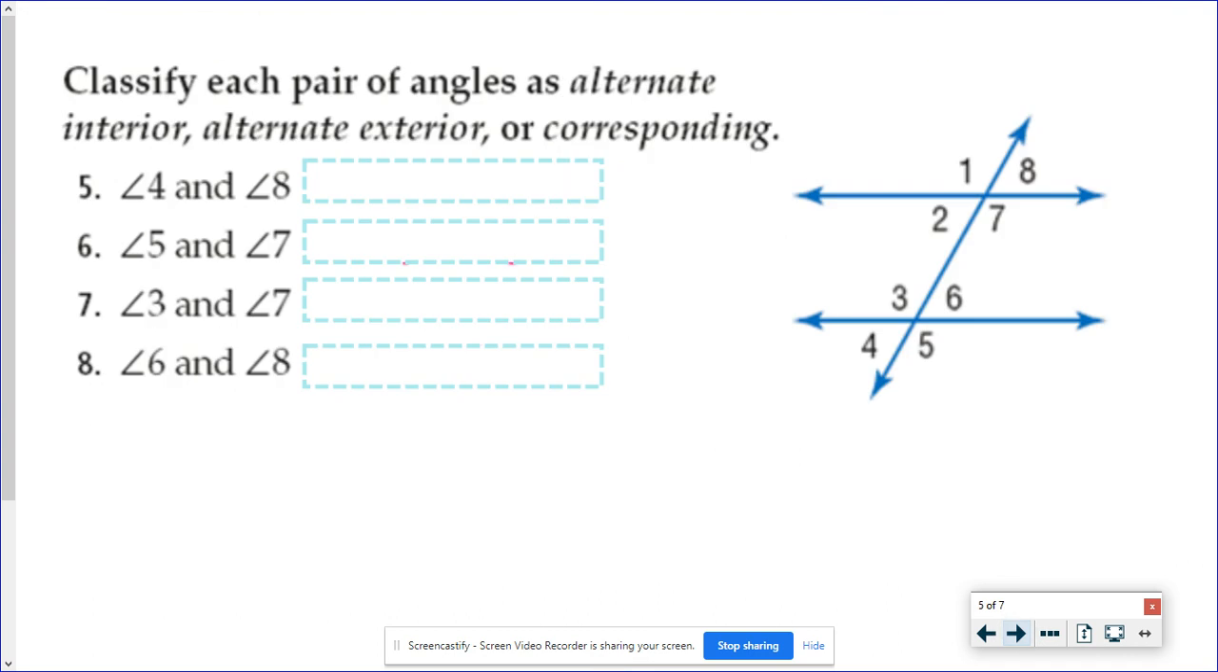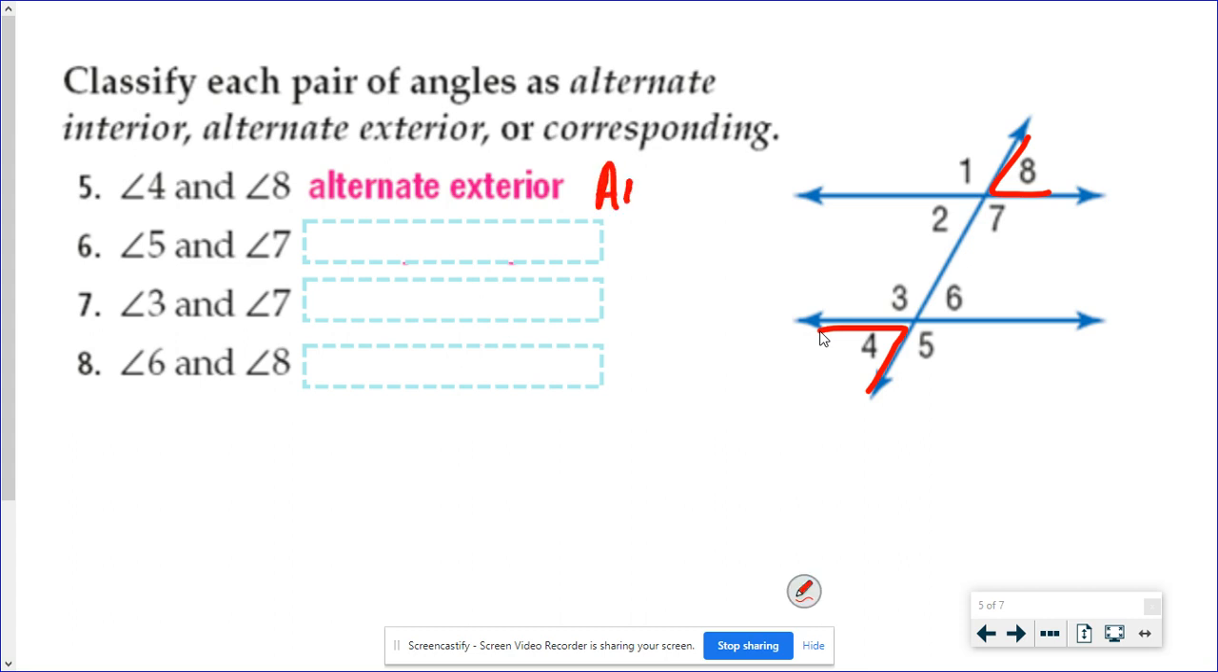In this one, I just want to know what the angle relationships are. There's no numbers in terms of like the size of the angles or anything. Angles 4 and 8. So here's 4, here's 8. Notice that they're both on the outside of the parallel lines, different sides of the transversal. We're going to call that alternate exterior. And again, my abbreviation looks like this. Alternate exterior angles.